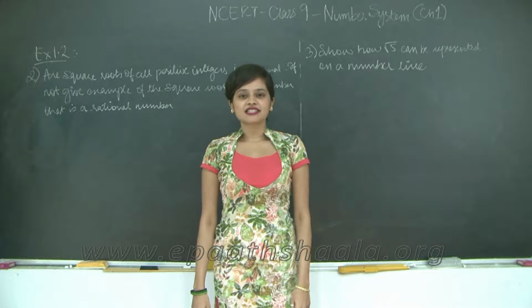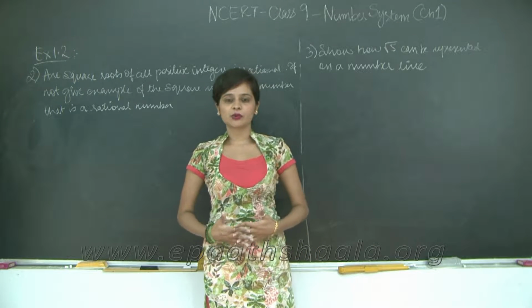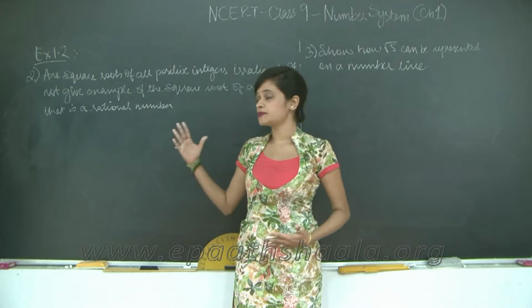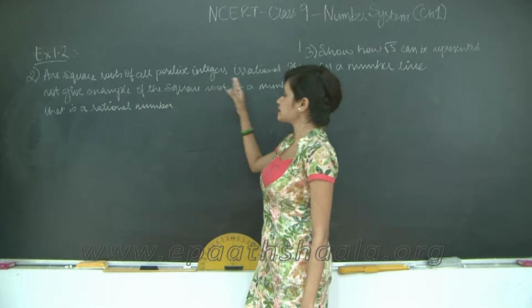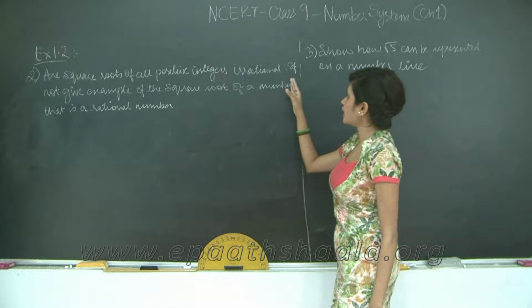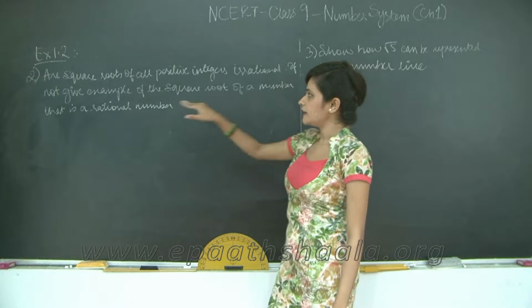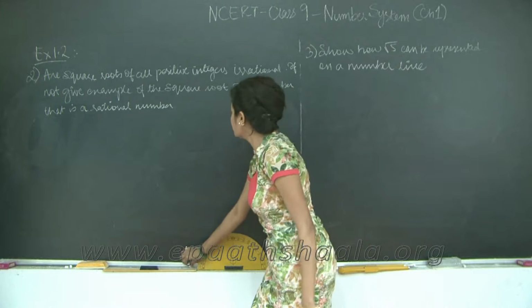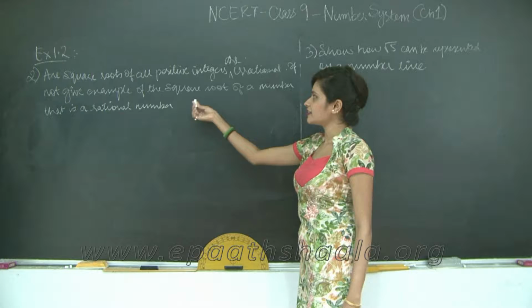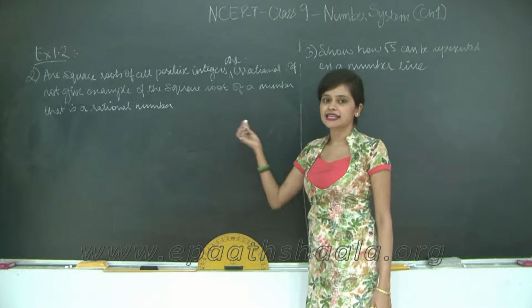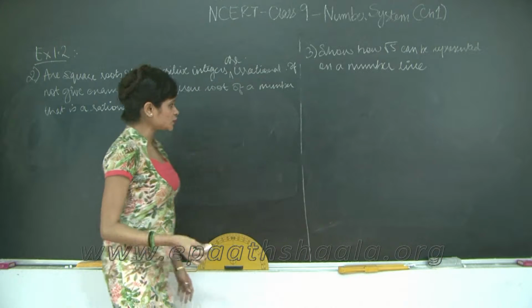Hello students, let's continue with exercise 1.2 of number systems. We completed the first question in the previous class, so let's proceed further. We need to state whether square roots of all positive integers are irrational. If not, give an example of a square root of a number that is a rational number. So what do you think?